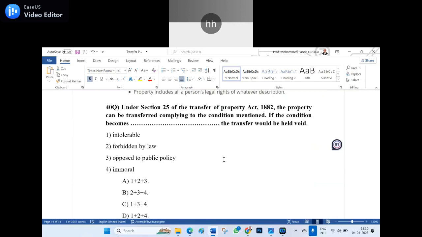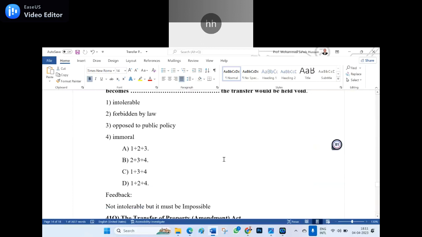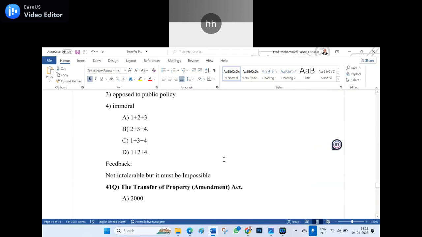B, 2 plus 3 plus 4: forbidden by law, opposed to public policy, immoral. Yes, it is not intolerable. Intolerable is not there; impossible is there, yes, it can be used.